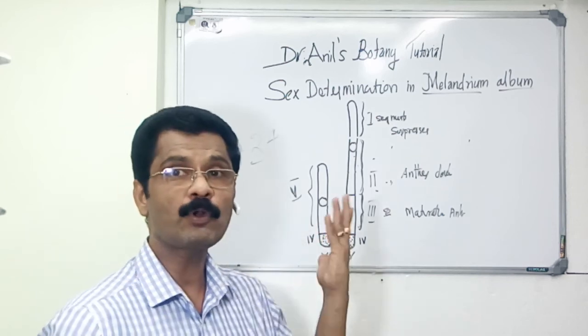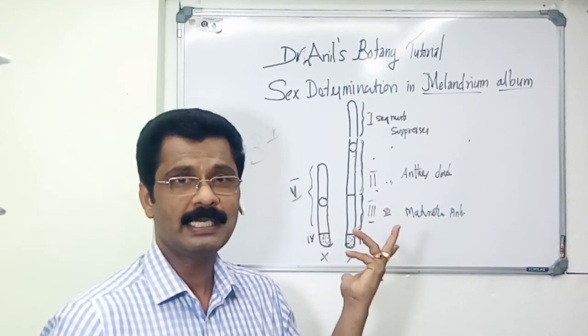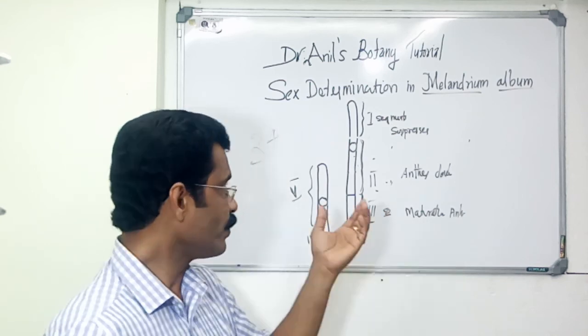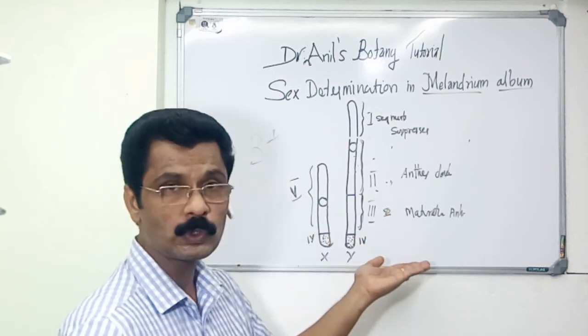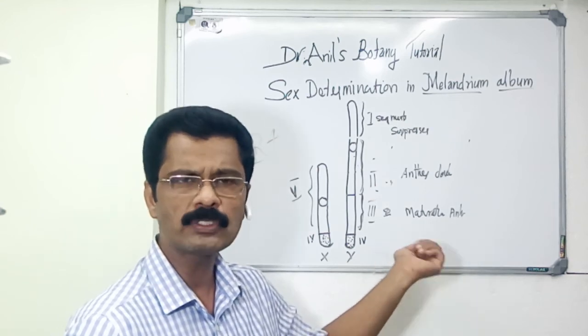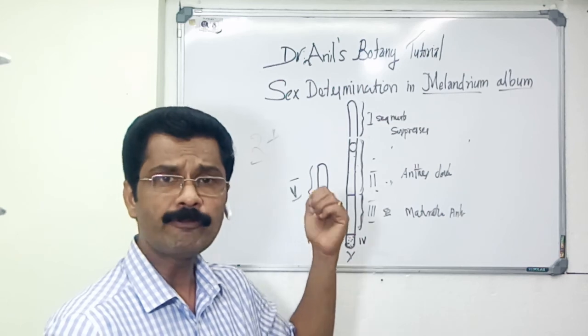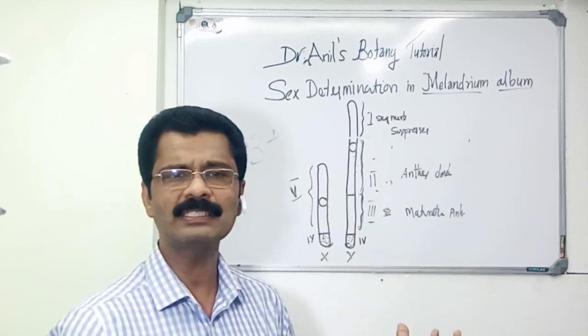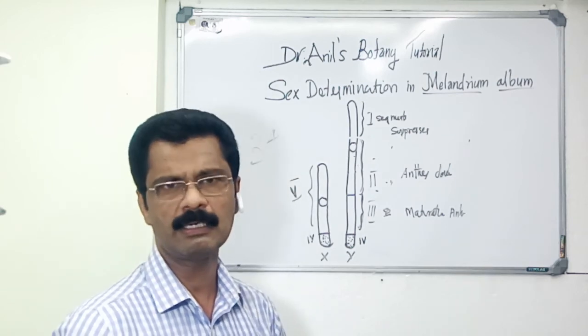Whether the number of X chromosomes is high or not, the number of X chromosomes does not matter. That is why 2X plus Y chromosome determines male flowers, sometimes it produces female flowers. And 4X plus Y chromosome produces bisexual flowers, sometimes it produces male flowers.